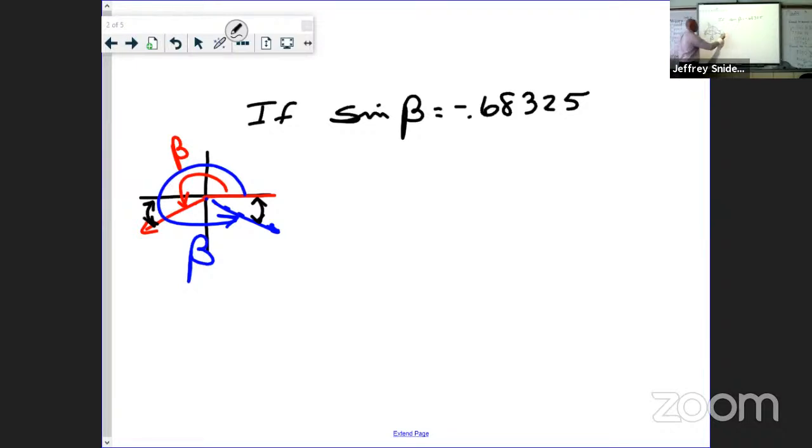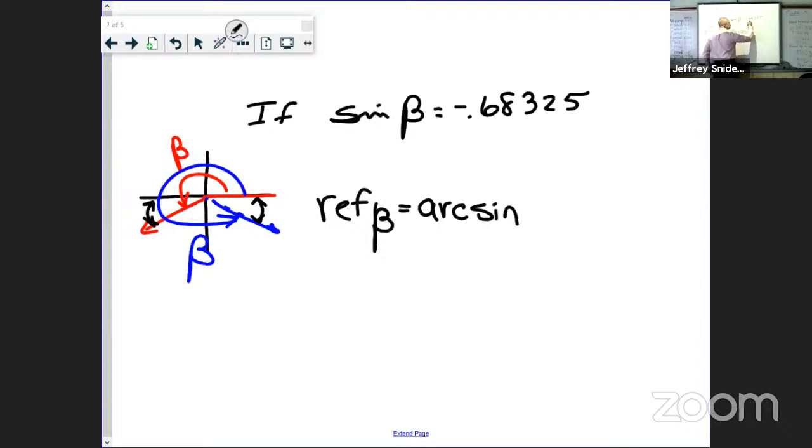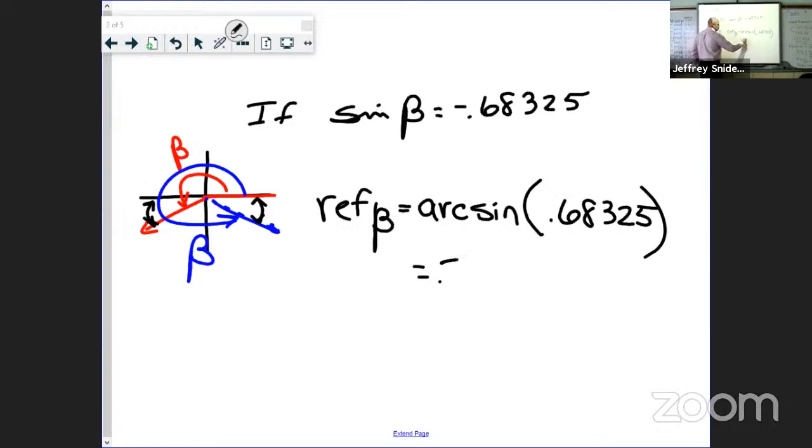How do I find the reference angle? The reference angle of beta is the inverse or arc sine of the positive of this, because the sine of beta and the sine of this here are exactly the same. Okay, so now I find this. If I do arc sine of 0.68325, I get about 0.752. So that's the reference angle.